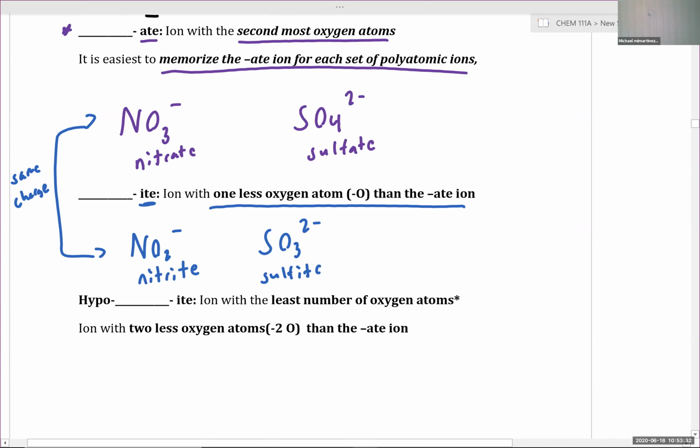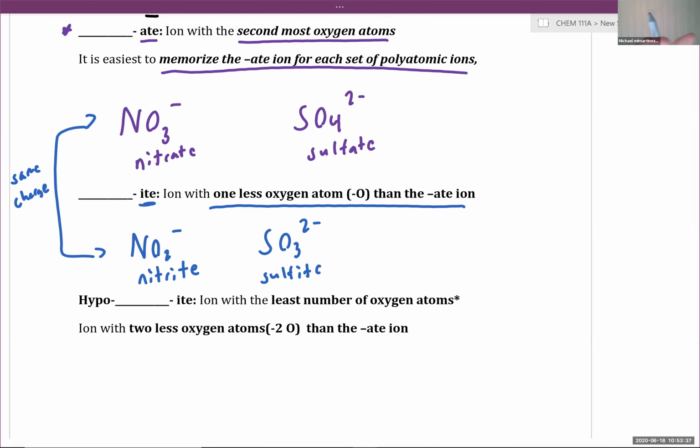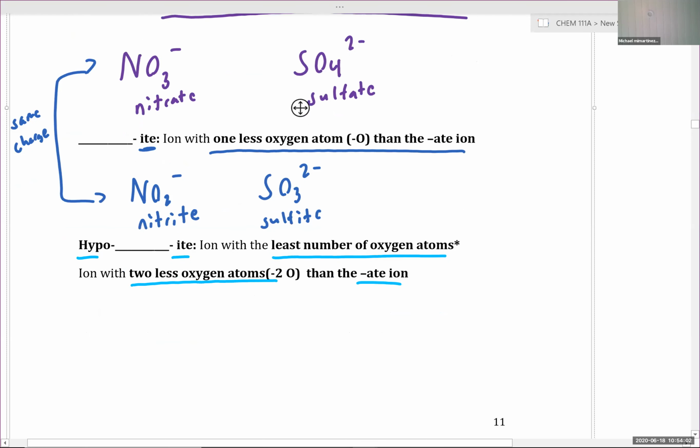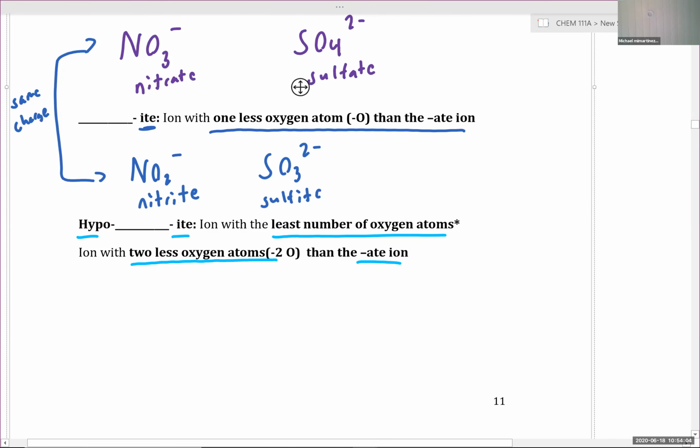So the next prefix and suffix combination that we see is the hypo-ite prefix suffix combination. This is the ion with the least number of oxygen atoms, and I'm just going to put a star next to it. Among the polyatomic ions that we typically look at, this rule will work just fine. You can also think of it as the ion with 2 less oxygen atoms than the "ate" ion. So what do I mean by that?